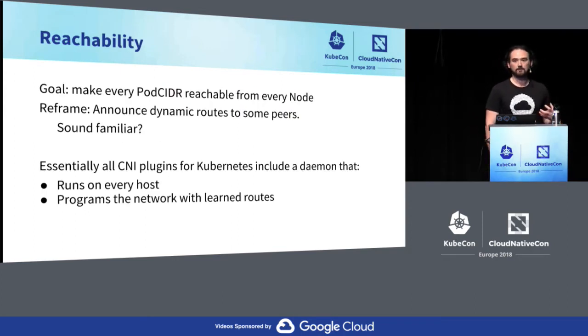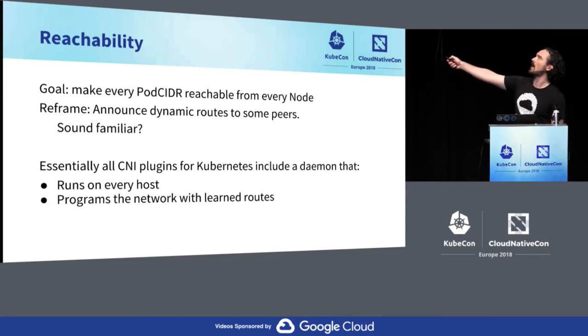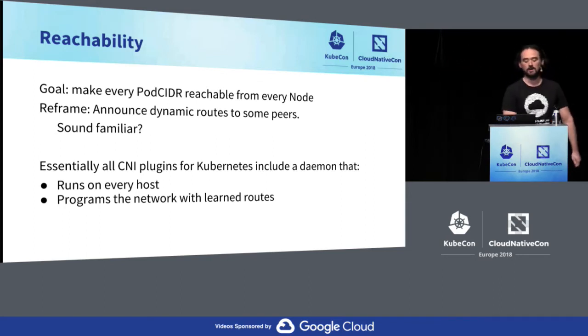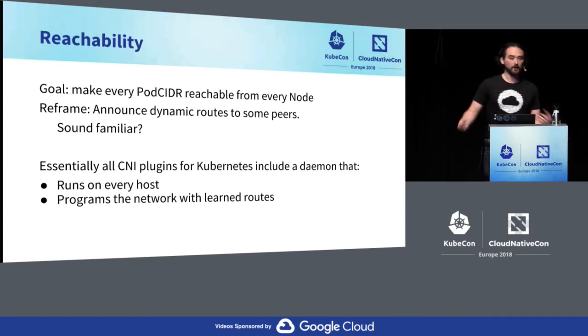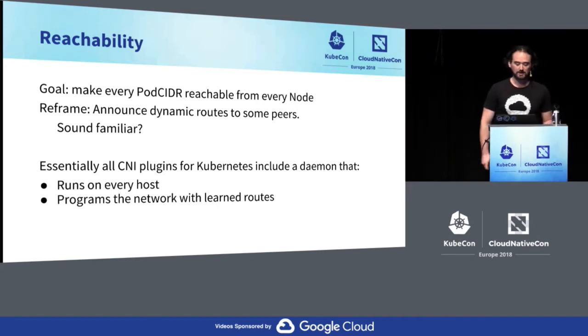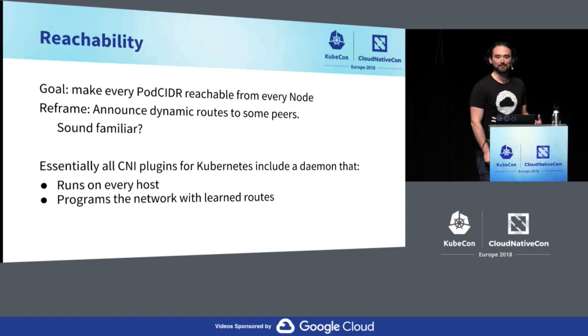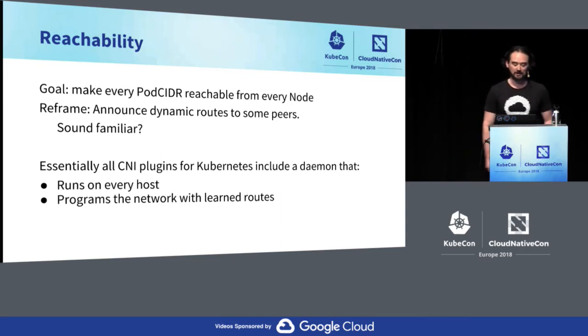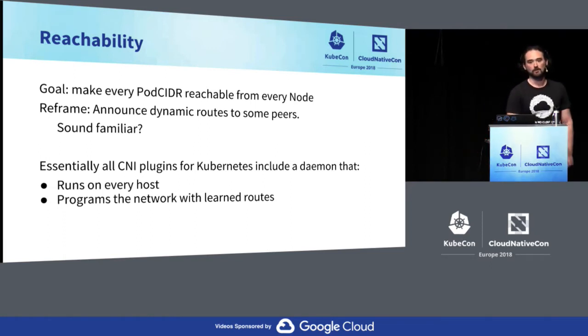Reachability is much more diverse. Reachability has one goal, which is to make every pod CIDR, which is assigned dynamically, reachable from every node in your Kubernetes cluster. Another way of thinking about this is that reachability is you need to announce some semi-dynamic routes to some peers. So does this sound familiar? This is every routing protocol that ever existed. This is the problem they need to solve. And essentially all CNI plugins contain a daemon that runs in the host that programs the network with the pod CIDR.